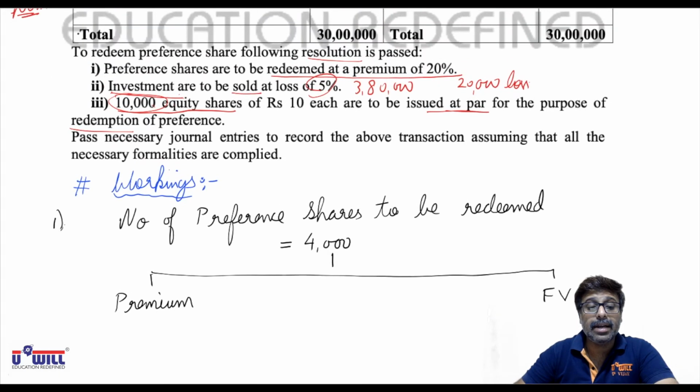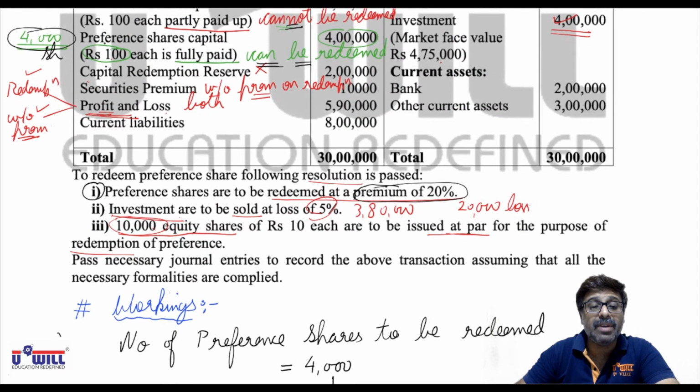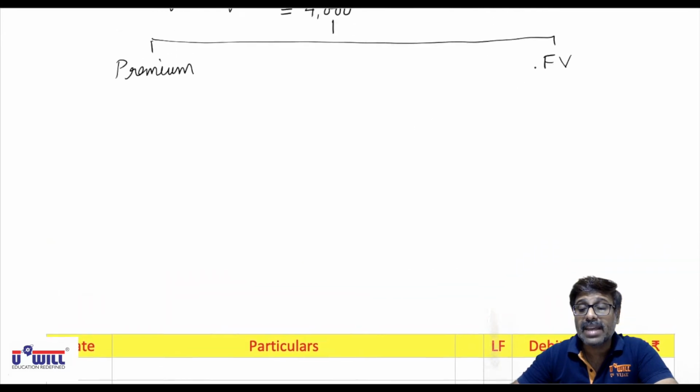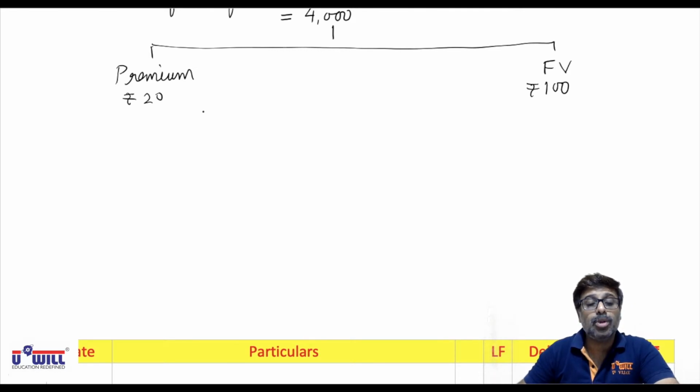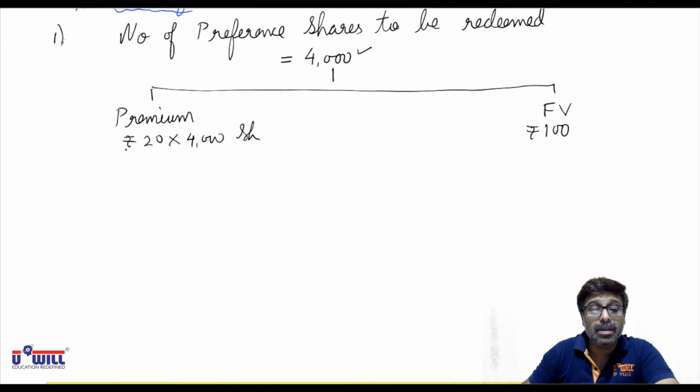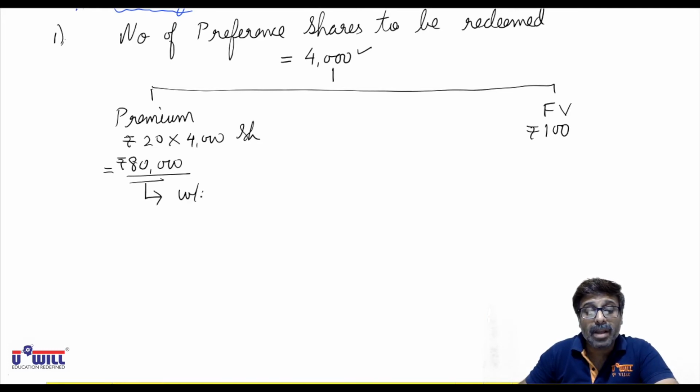Now see condition number 1. Preference shares are to be redeemed at a premium of 20%. What is the face value of preference shares? 100. Face value is 100. So 20% premium will be 20 rupees. Face value is 100, so 20% premium will be 20 rupees into 4,000 preference shares. Okay, 4,000 shares are to be redeemed. Total premium we have to pay on redemption is rupees 80,000. Now, this 80,000 of premium that you pay, how will you write it off?